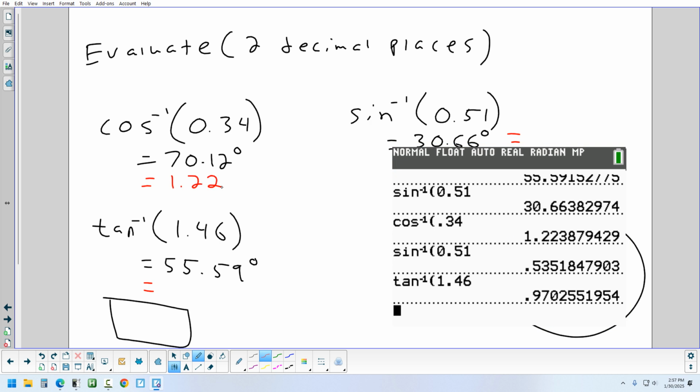How about the inverse tangent of 1.46? 0.97. And the inverse sine of 0.51? 0.54. Okay, so that's the easiest way to do it if they ask for a decimal. Just type it in like that.